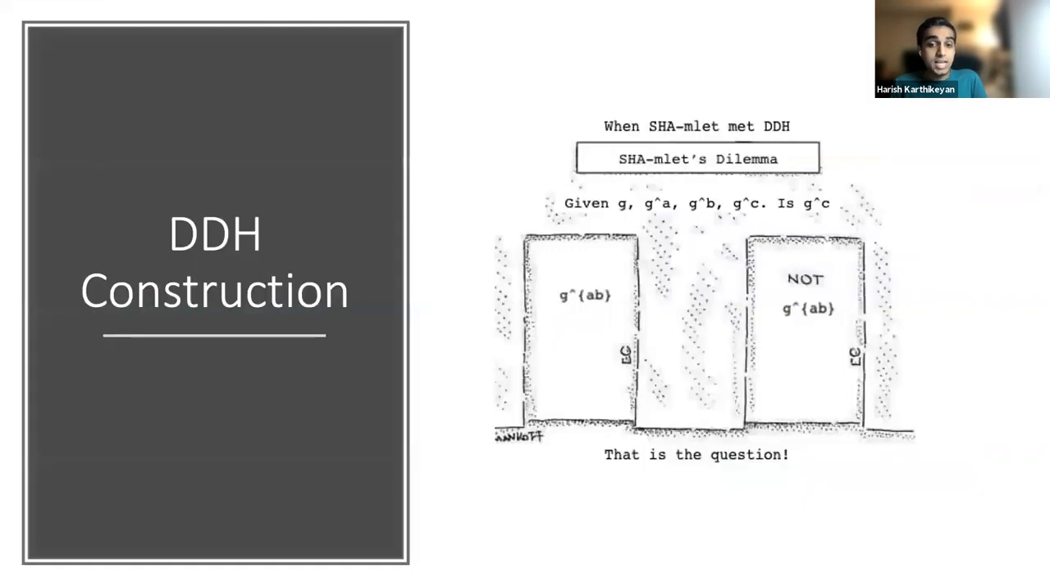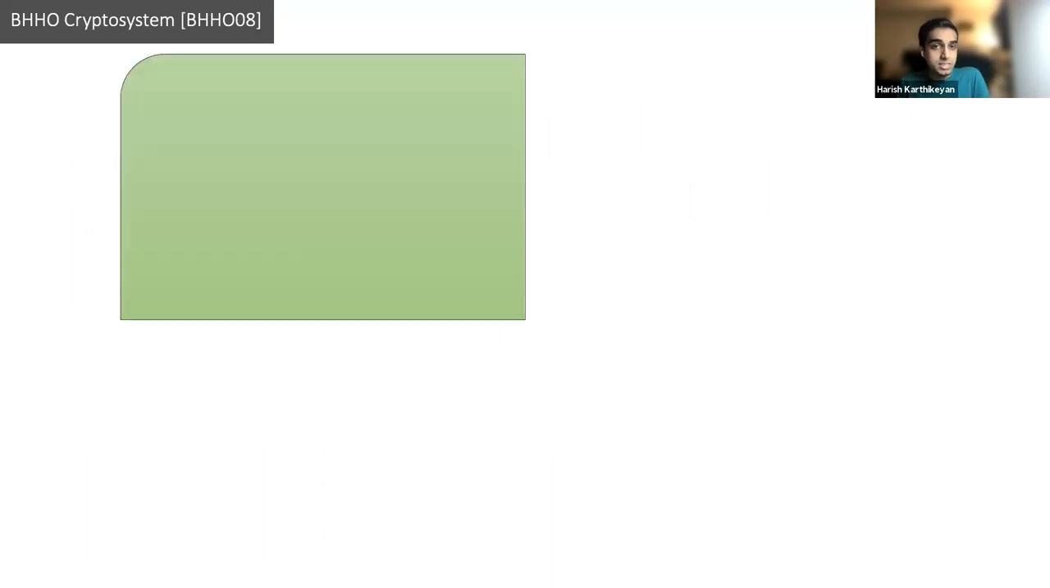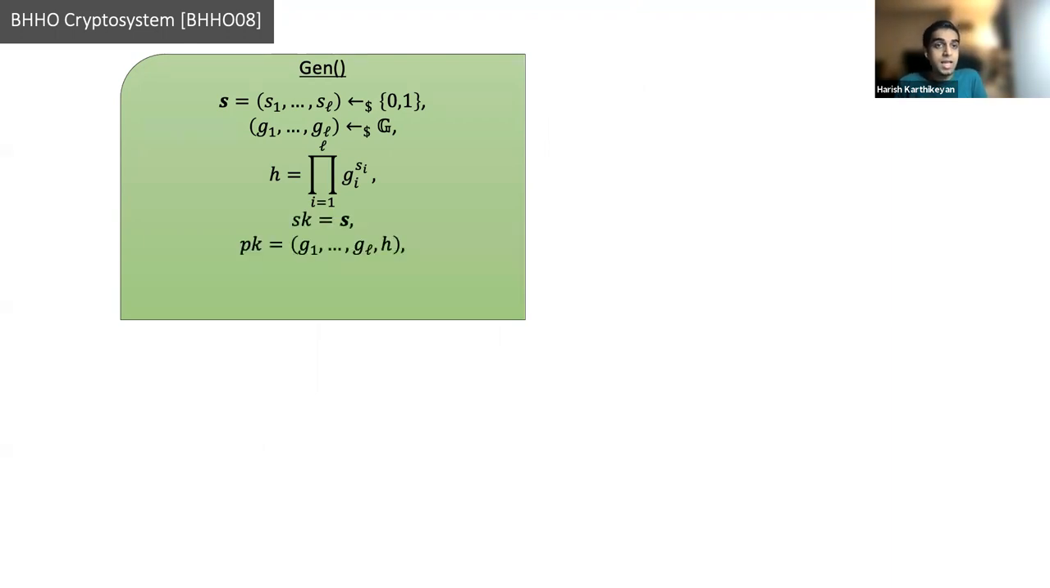Okay, so let us take a look at the DDH construction very quickly. So this is a quick refresher on the DDH assumption. And we will go quickly into the BHHO crypto system. The idea here is that this is just a variant of the original crypto system. The secret key is an L-bit string. Along with it, there are also G1 through GL, which are public key components. And there is another public key component H computed as a product of G_i to the S_i, where S_i is just a bit to begin with. And the public key and secret key are returned.